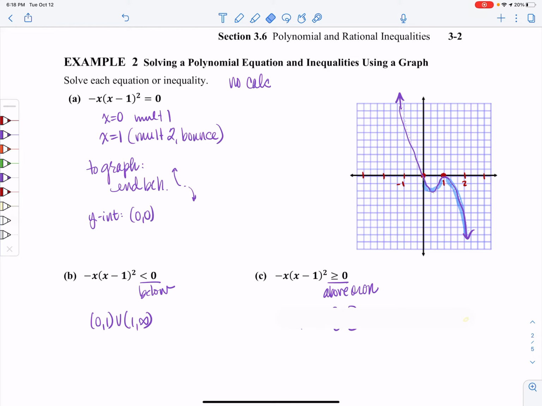Now, for the next example, let me get rid of my highlighted portions here. For part C, it's asking for above or on. So again, using my highlighter, all of this is above, this is on, this is on. So these are the three pieces that I need. This is going to be from negative infinity up to 0, and we're going to include that 0. And then we're just going to use listing notation for the second part because there's only one value there. So I'm not using interval notation on the second piece, just listing notation.